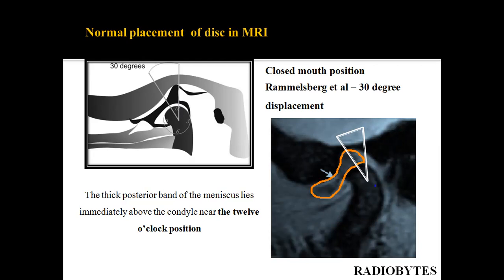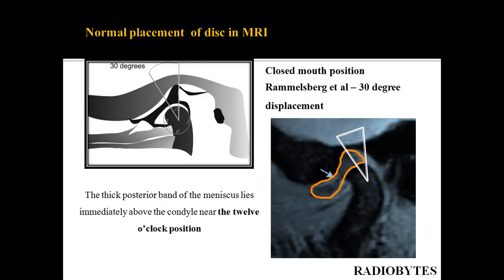mouth position. But sometimes in various studies done by different authors, it was found that any variation between this placement of the posterior band with the head of the condyle, a variation of 30 degrees is permitted.